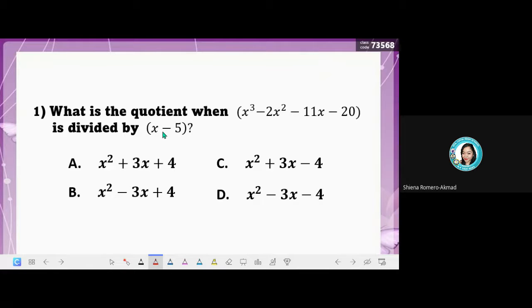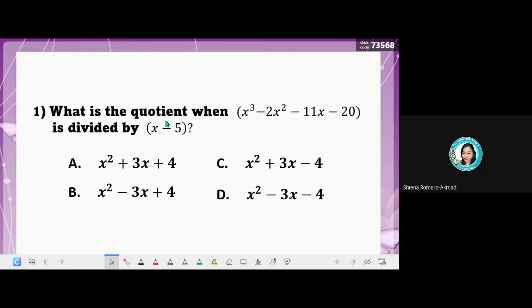So, what is the quotient when we have x cubed minus 2x squared minus 11x minus 20 divided by x minus 5? So, I guess hindi pa alam ng karamihan how to divide this. Nakakita kayo ng variable, and at the same time, may nakita kayong division. So, for sure, nag-rattle na yung iba dyan. Pero, this is very easy.